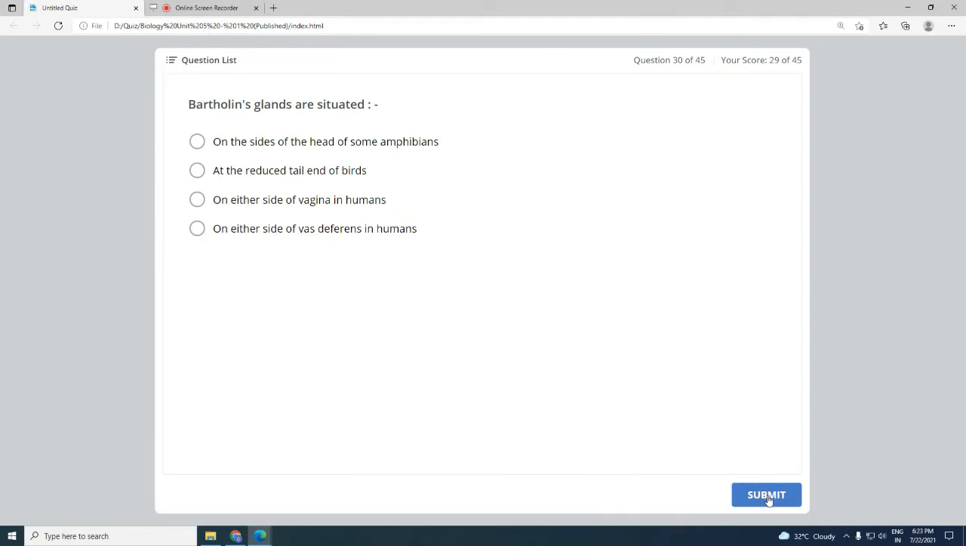Question number 30. Bartholin's glands are situated on the sides of the head of some amphibians. Option B, at the reduced tail end of the birds. On either side of the vagina in the humans. On either side of the vas deferens in the humans. Can you tell me which is the right answer? The right answer for the question is on either side of the vagina in humans.